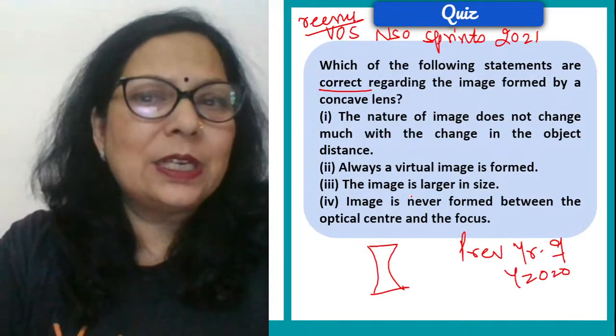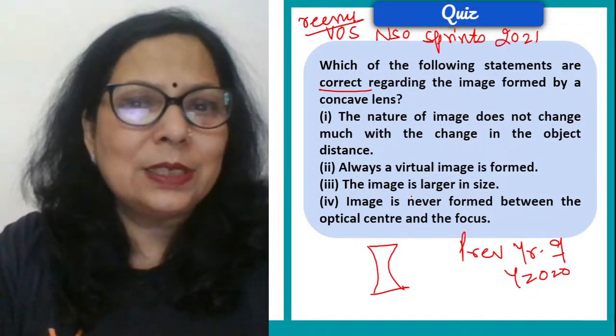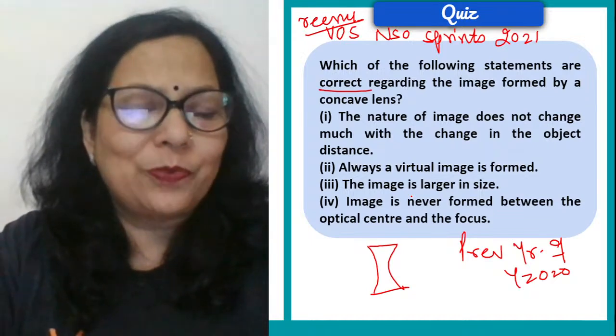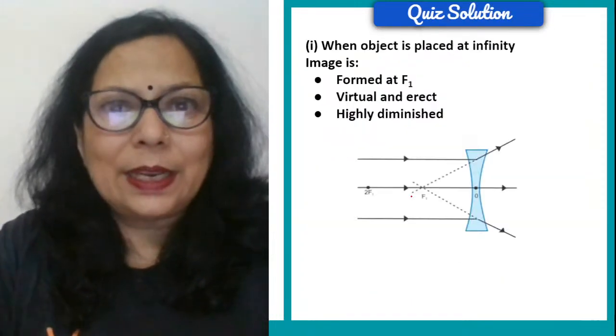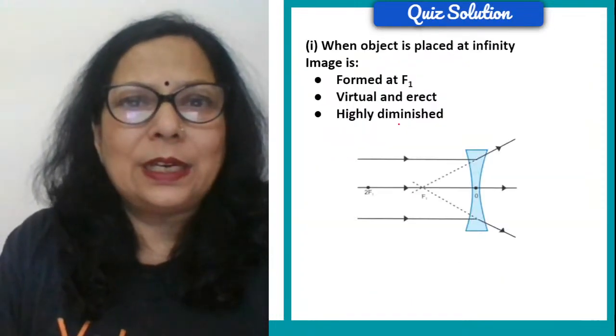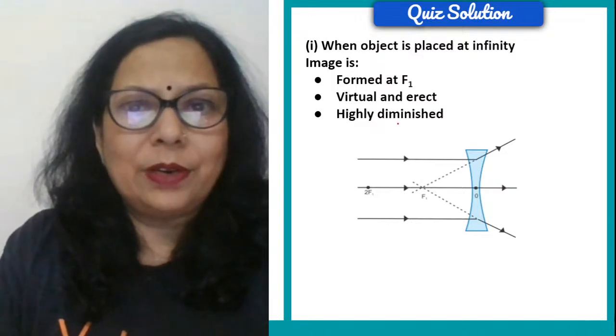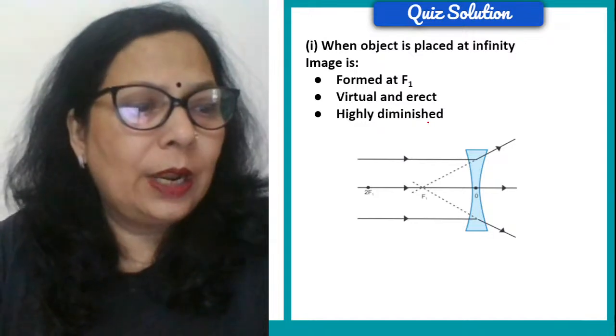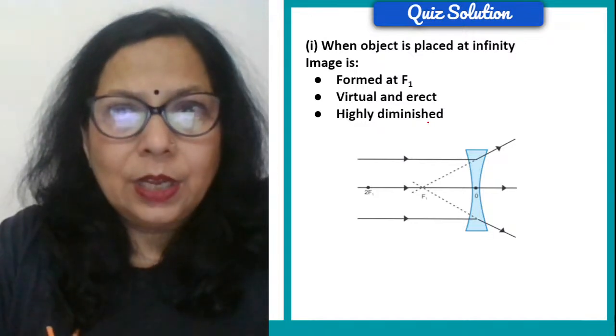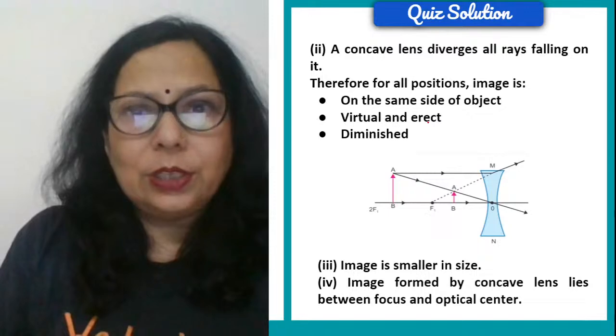The nature of the image does not change with the change in the object distance, and always a virtual, erect image is formed. Right. So first and second are correct. When the object is placed at infinity, the image formed is virtual, erect and highly diminished. It is not large. It is small, highly diminished. So moving on to the next, there's one more.